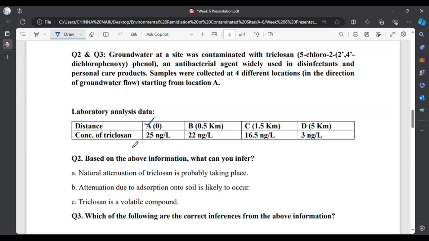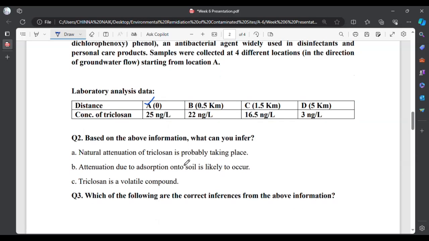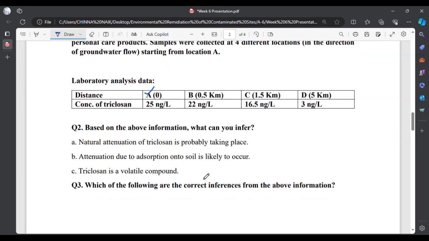We can see that as distance goes away from the initial sampling site, the concentration of triclosan is decreasing, right? Based on the above information, what can you infer? Natural attenuation of triclosan is probably taking place. Attenuation due to adsorption onto soil is likely to occur. Triclosan is a volatile compound. Actually, triclosan is not a volatile compound.